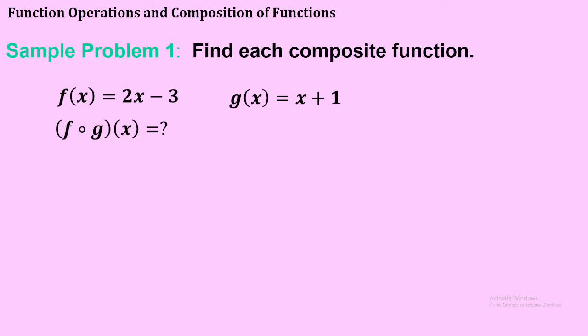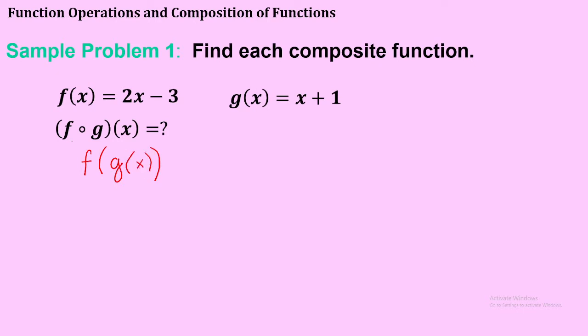So as you can see, I am having two functions. Function f, which is 2x minus 3, and function g of x, which is x plus 1. And in our example, I will be having the composition of f and g. So this is very important. Whichever letter comes first, I will put it first in my solution. So if I'm writing the solution for this, I'll have f of g of x. Okay?